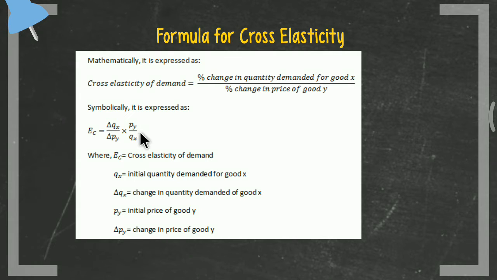where EC is delta QX per delta PY multiplied by PY per QX, where delta QX is the change in quantity demanded of X and delta PY is the change in price of good Y.